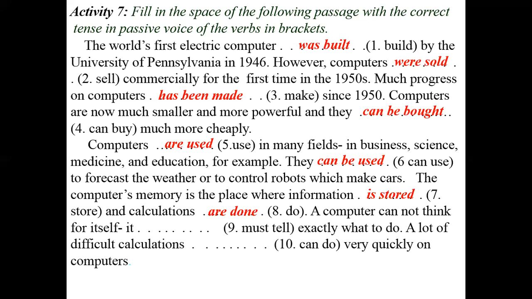And number 9, a computer cannot think for itself. It mentions a computer, right? And must is the modal verb, so must be told is the answer. Exactly what to do. And the last one, a lot of difficult calculation you use in plural, so can be done very quickly on computers. So that's all.